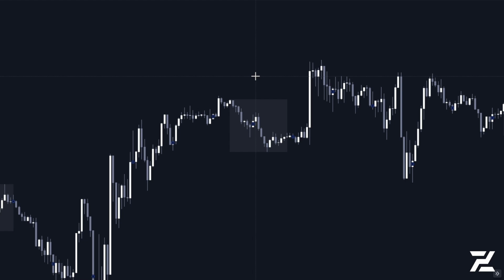So it's important to stay consistent with what you're doing in terms of the times that you're trading in. And you can only really find that out through a lot of testing and data collection.